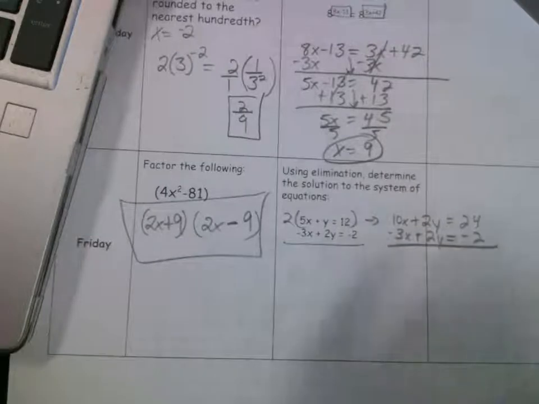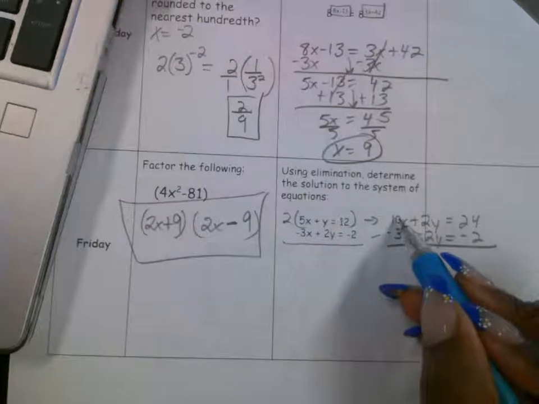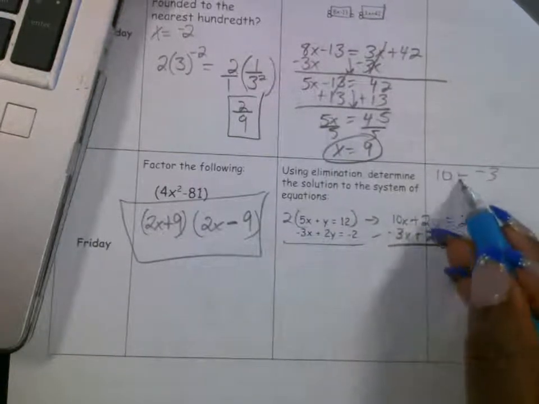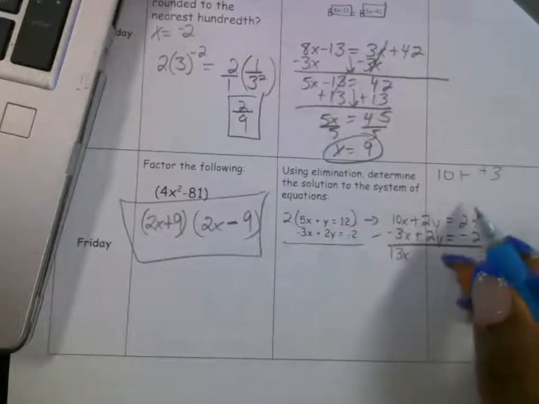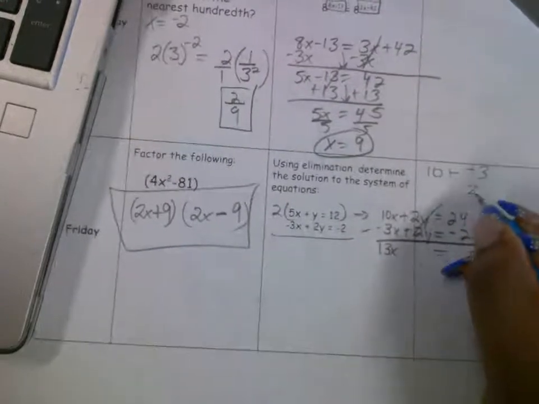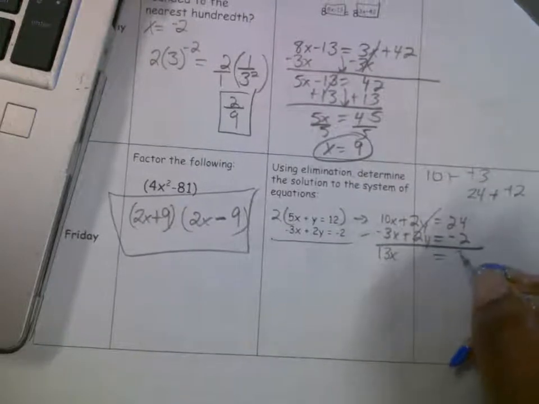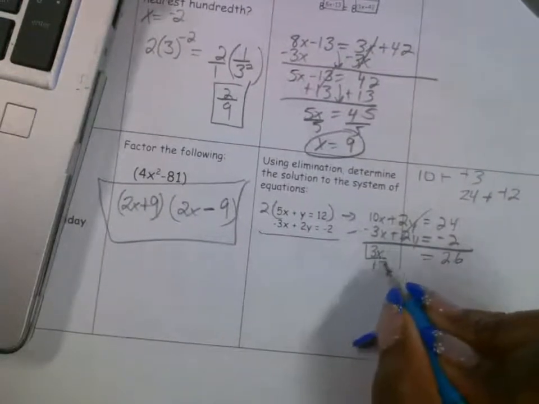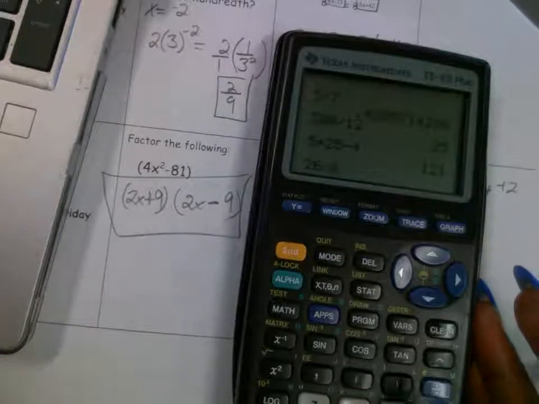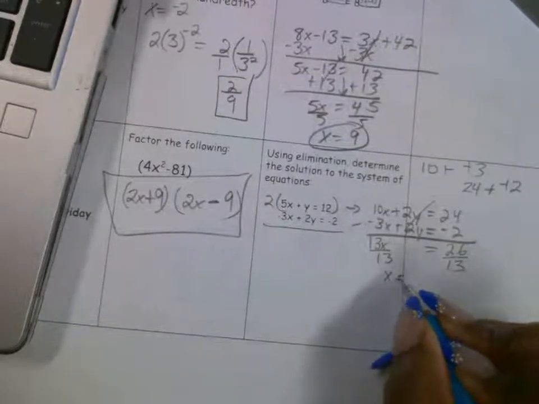So now I'm going to eliminate by subtracting. So when I subtract, 10 minus a negative 3 is plus a positive. This is going to be 13x. 2y minus 2y, that's gone. 24 minus a negative 2, that's plus, that's 26. We divide both sides by 13. 26 divided by 13 is 2. So my x value is equal to 2.